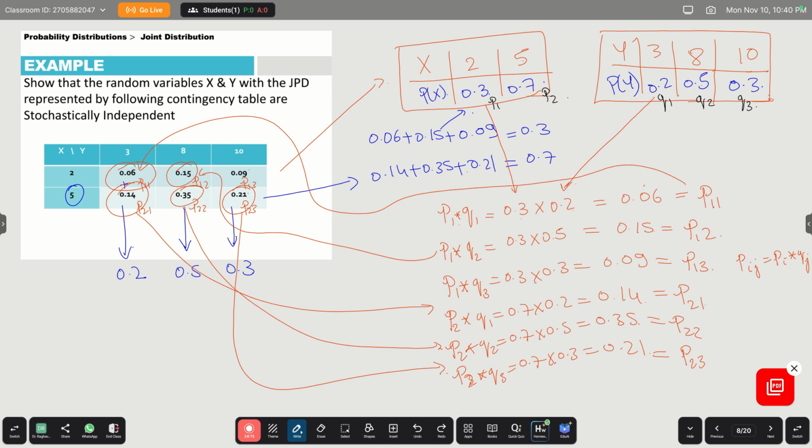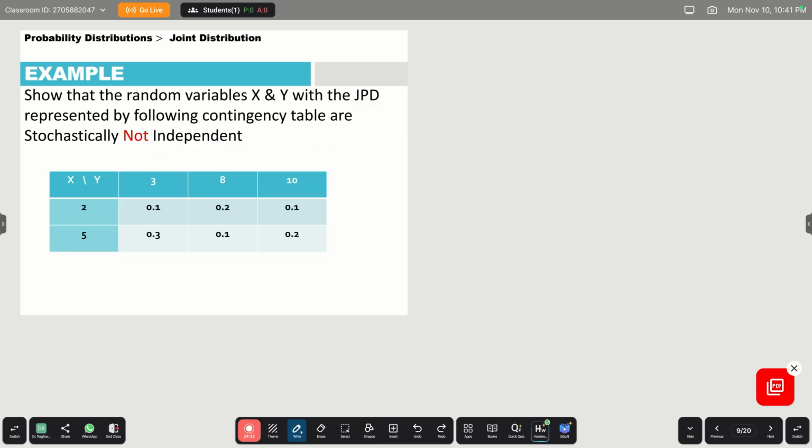So for any joint probability distribution, it's very simple to check whether the variables are stochastically independent or not. We just need to get the marginal distributions of X and Y and check whether Pi multiplied by Qj is Pij or not. Let's consider one more example just to show that not all joint probability distributions have stochastically independent random variables. Sometimes X and Y depend on each other. Like this joint probability distribution.